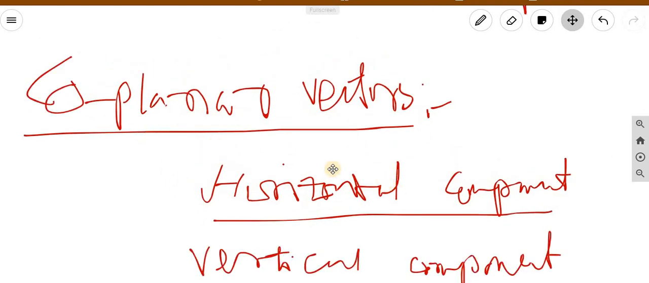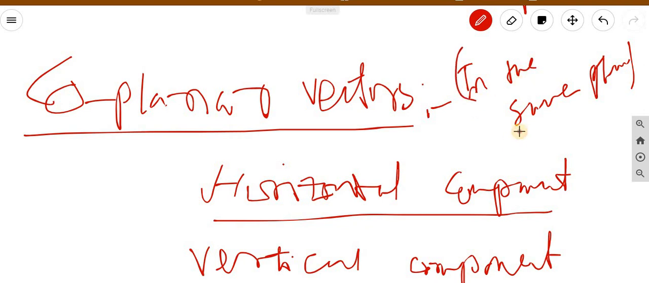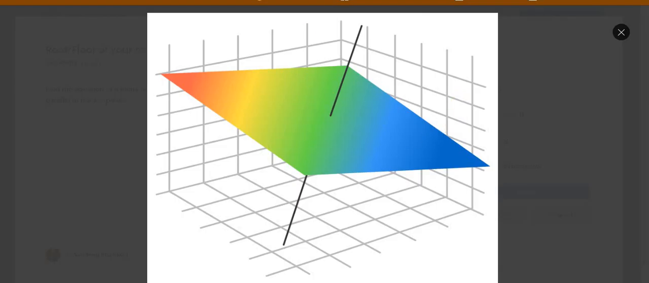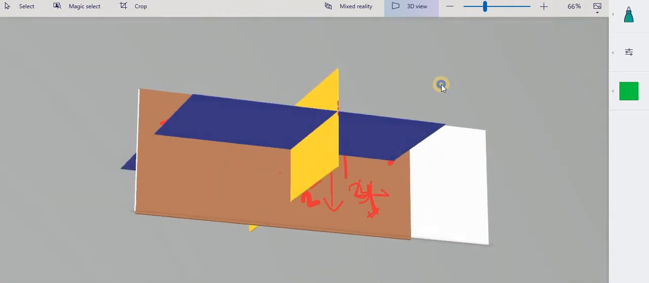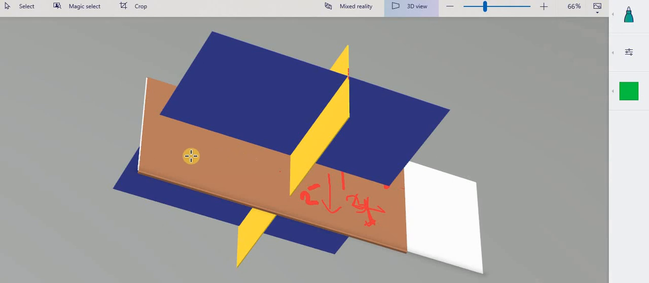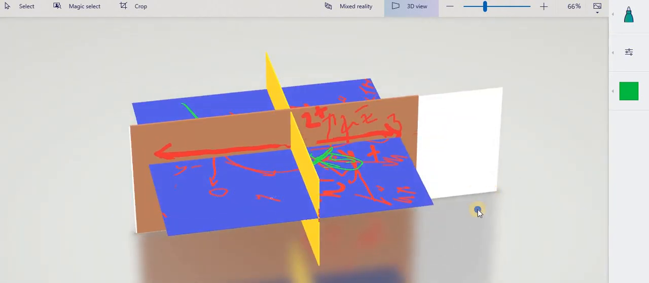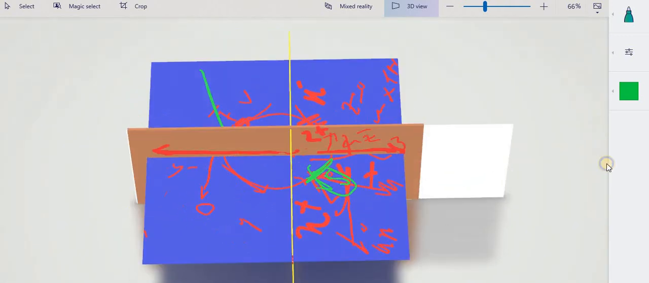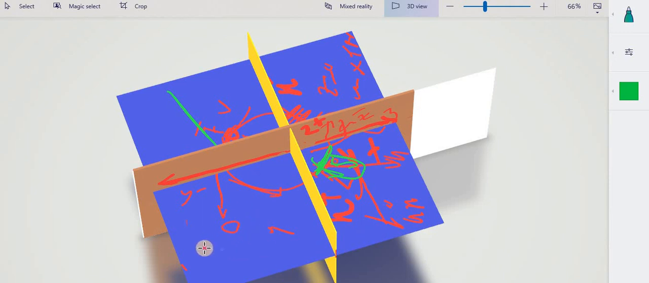And one more concept I want to discuss with this: the coplanar vector. What are coplanar vectors? Coplanar means in the same plane. What does in the same plane mean? Suppose here one plane is there, and here another plane is there. This is nothing but the z equal to 0 plane, or the xy plane.